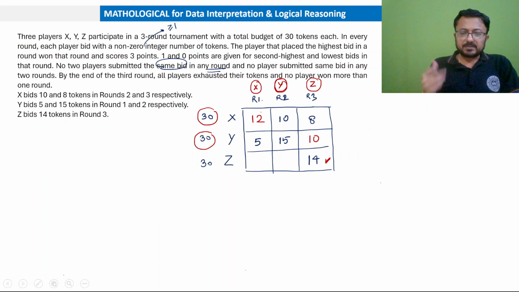तो multiple cases यहाँ पे बन रहे होंगे obviously. ठीक है, अब हमें Z के लिए पता है 14 tokens Z has bid in last round, round 3. So which implies that in first 2 rounds, total sum of tokens bid by Z will be equal to 16.